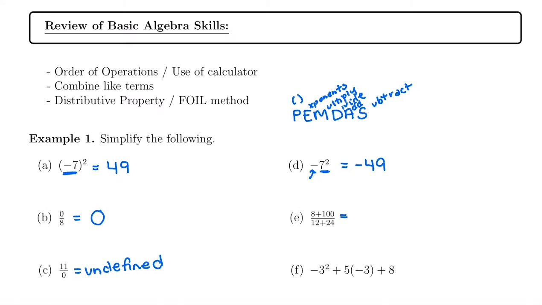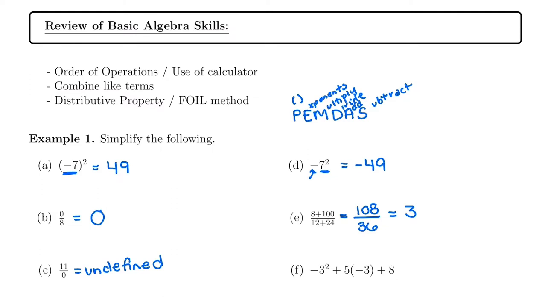Here we're going to think about adding first. We're going to combine the numerator to get 108, and then the denominator, 12 plus 24 is 36. And then we get to divide these numbers. We're going to do 108 divided by 36, which is 3.